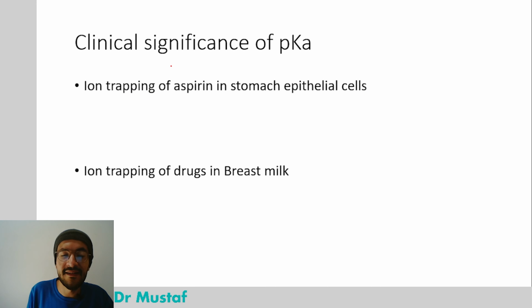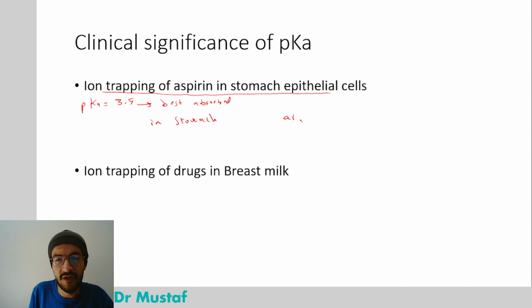We also have, regarding the clinical significance of the pKa, ion trapping of aspirin inside the stomach epithelial cells. As we learned earlier, the pKa of aspirin is equal to 3.5. That makes it acidic, so it is best absorbed in the stomach. So aspirin would be absorbed into the stomach epithelial cell. So here we have a stomach epithelial cell.